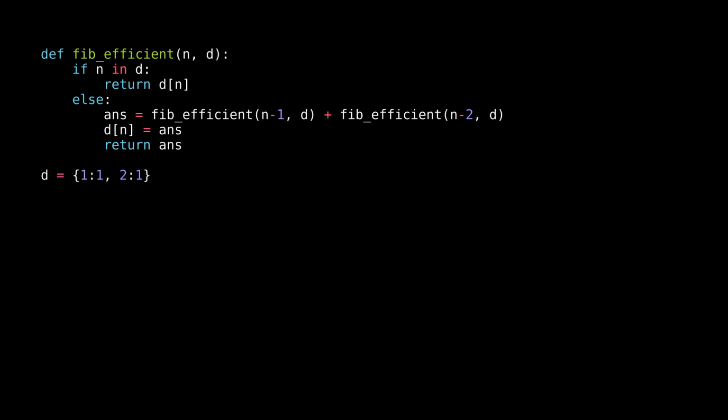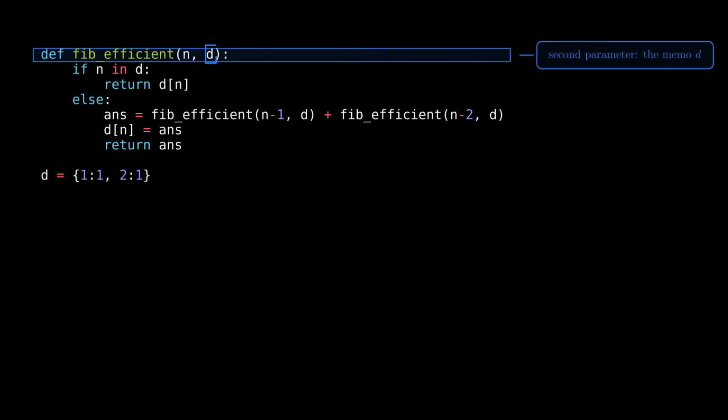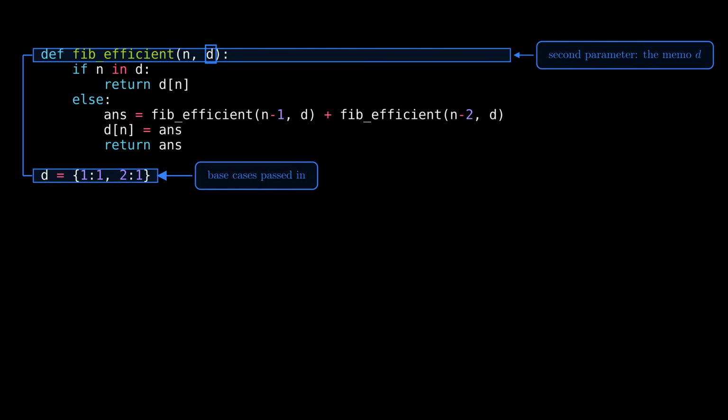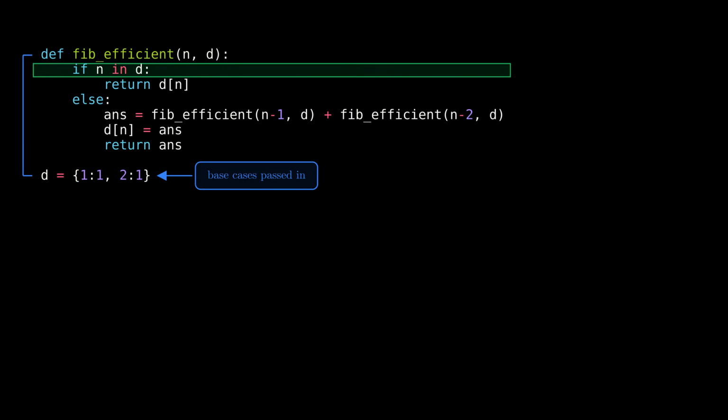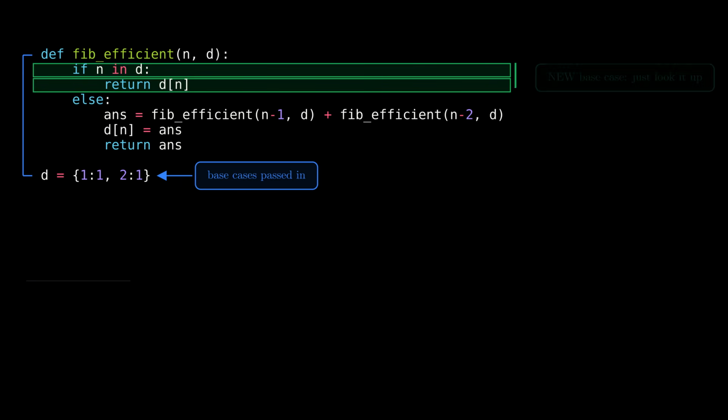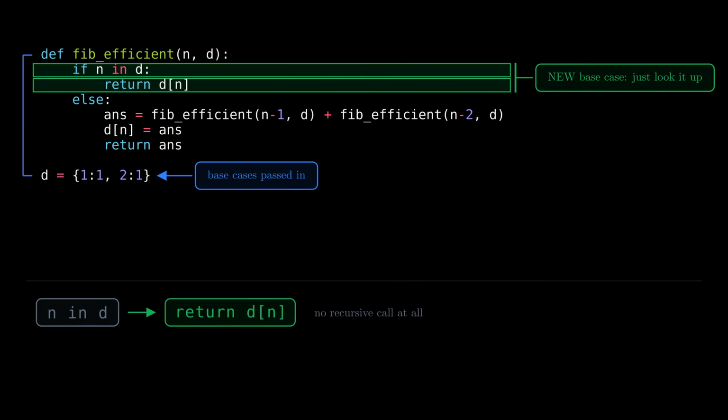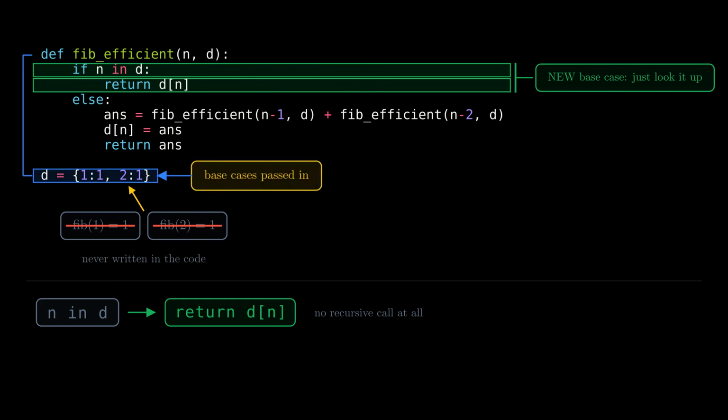Fib efficient still takes n, but it now takes a second parameter as well, a dictionary d passed in with the base cases already inside. The first thing the function does is check whether n is already a key in that dictionary. If it is, it returns the value stored under n and makes no recursive call at all. That check is the new base case. Nowhere in the code do we say Fibonacci of 1 is 1 and Fibonacci of 2 is 1. Those two facts live in the dictionary itself.